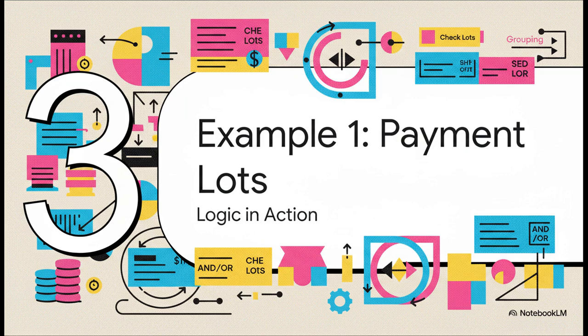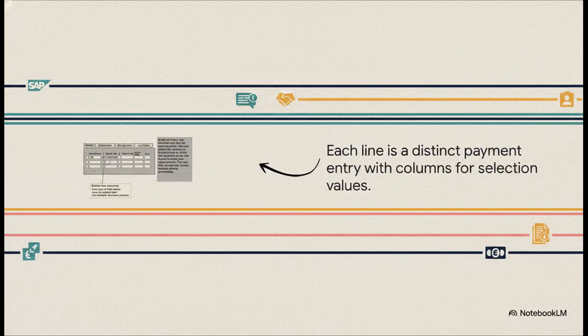All right, enough theory. Let's make this real. We'll jump into our first example, looking at payment and check lots, where this whole grouping thing is super visual and really easy to see. So take a look at this screen. See those horizontal rows? Each one is its own line, its own little world. That is our grouping mechanism here.